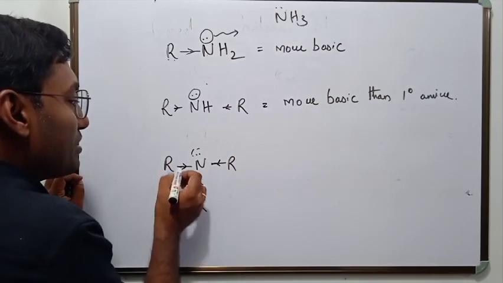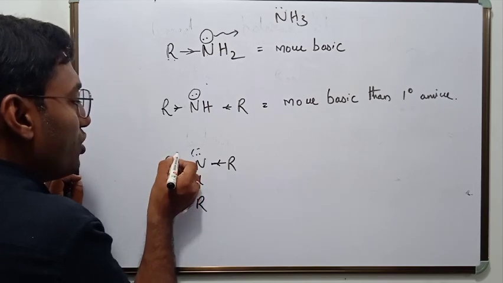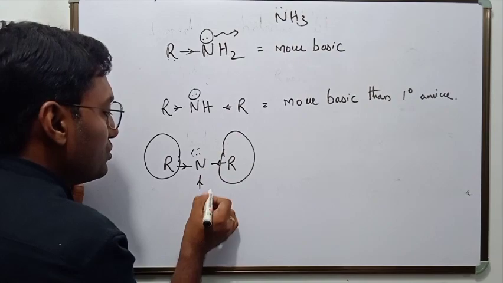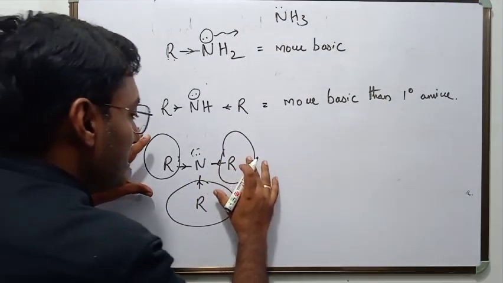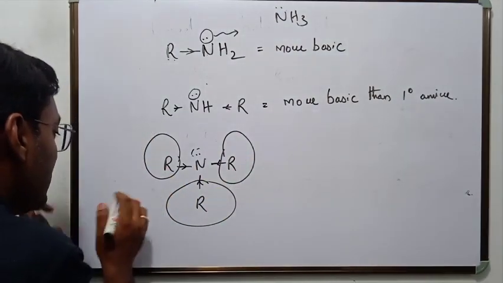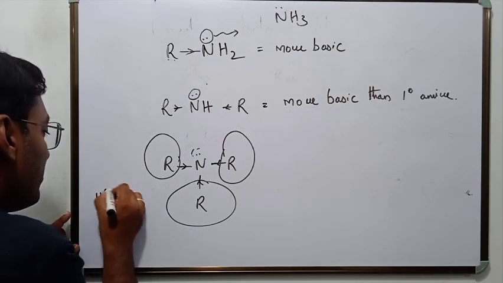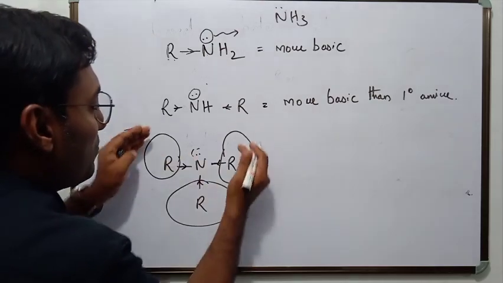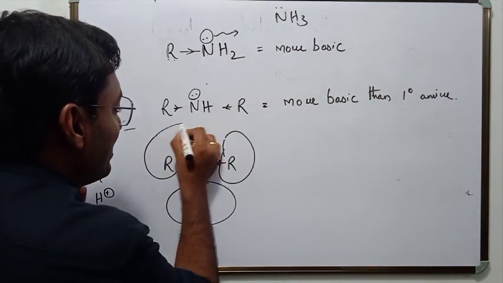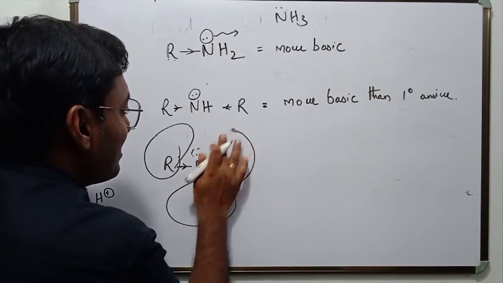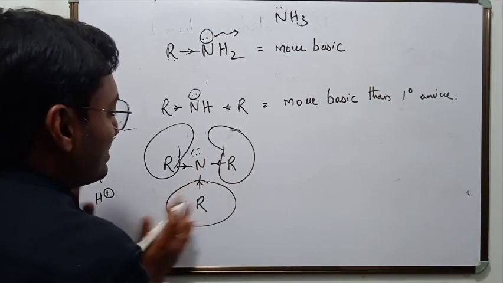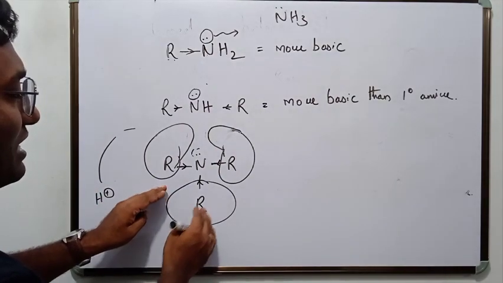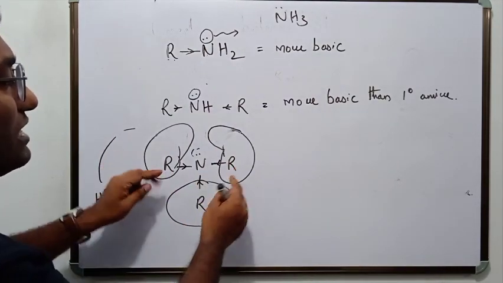But there is steric hindrance here, owing to bulky R groups. There is a big steric hindrance here owing to bulky R groups. With the result, the proton never finds its way towards the nitrogen atom. It blocks the path towards nitrogen. So here, in case of tertiary amine, the steric effect predominates the electronic effect.